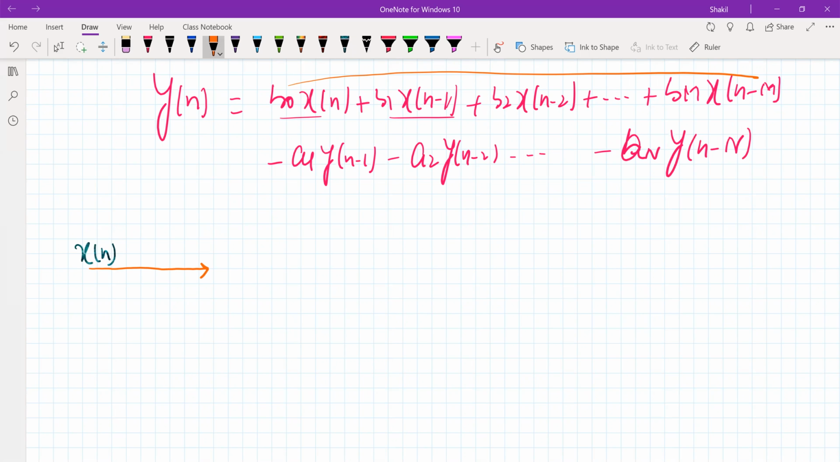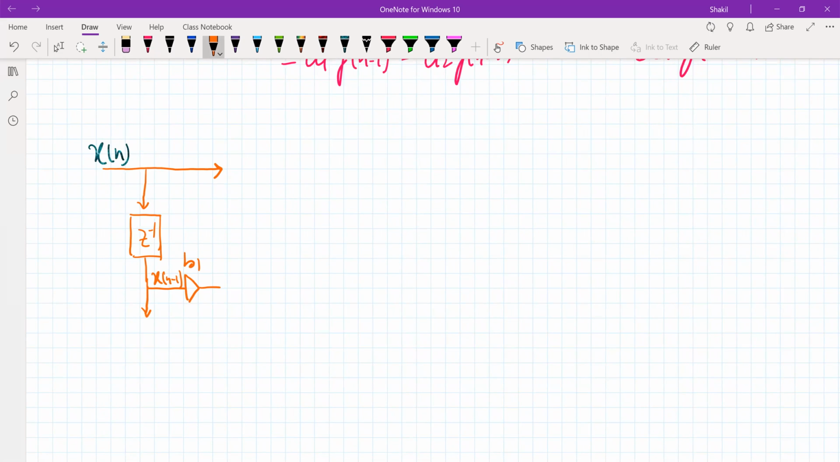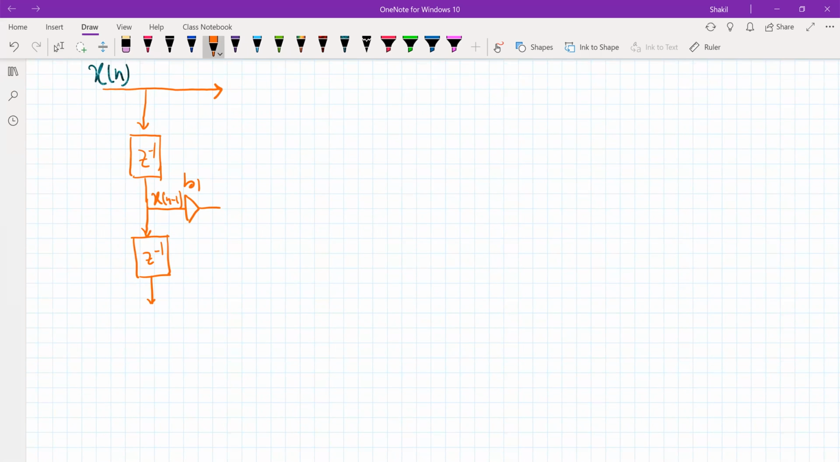Then I am going to delay this input by 1. So if I delay this, what I have at this point will be x of n minus 1. Now I am going to multiply that x of n minus 1 by b1. Then I am going to further delay it, so the output will be x of n minus 2. And I am going to pass this through a multiplier whose multiplying coefficient is b2.